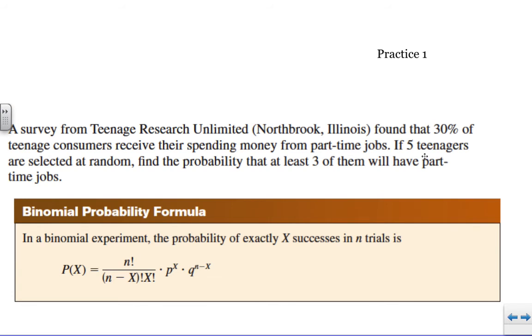Okay, so here's a practice one. A survey from Teen Research Unlimited found that 30% of teenagers receive their spending money from part-time jobs. If 5 teenagers are selected at random, find the probability that at least 3 of them will have part-time jobs.